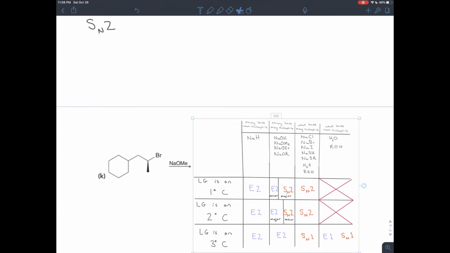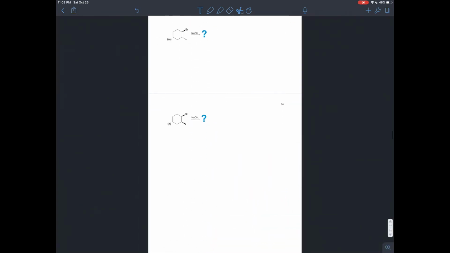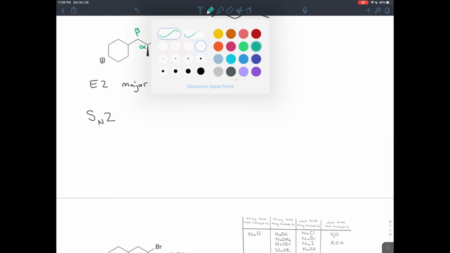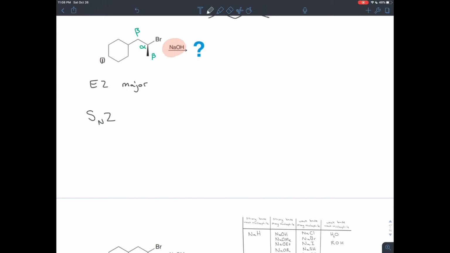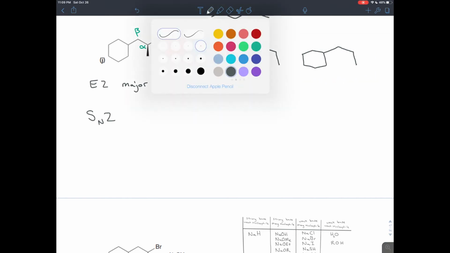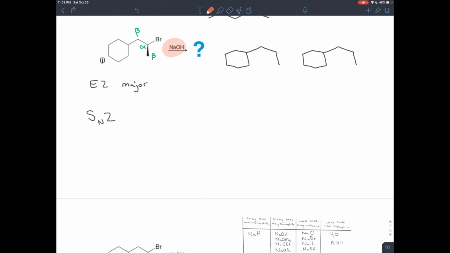Okay, now that we've identified the mechanism, let's think about what products that mechanism gives us. So first, the E2 mechanism. Well, in elimination reactions, the carbon that has the leaving group on is the alpha carbon, and each carbon next door is the beta carbon. We have two different beta carbons, and so we can form double bonds to each of those. So we could have a pi bond going either between the alpha and beta carbons going down, or we could have a pi bond between the alpha and beta carbons sort of going to the left.